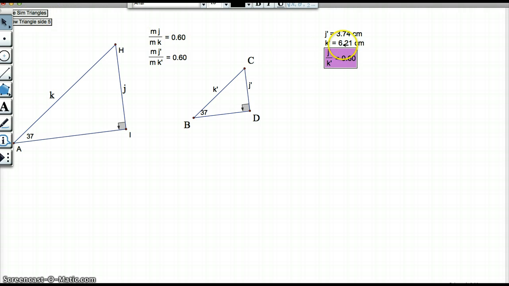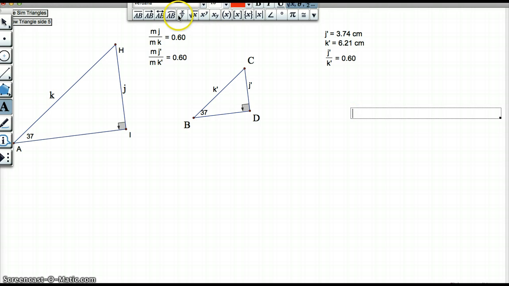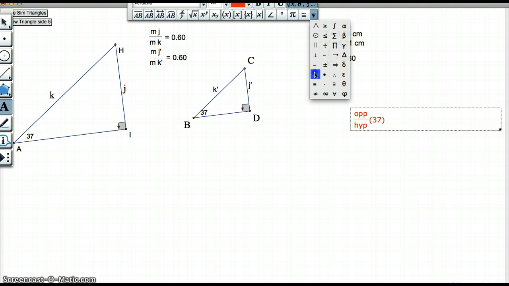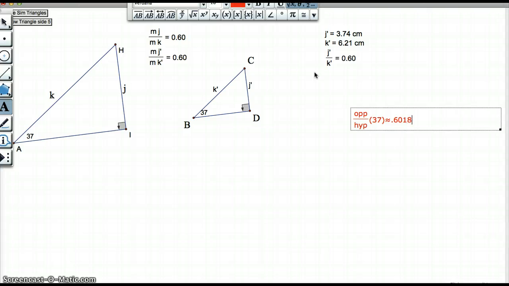So let's just say we remember this. Let's write it over here. Opposite over hypotenuse of a 37-degree angle is about... I wonder if they have a "about" sign. There we go. It's about 0.6018, if you remember.